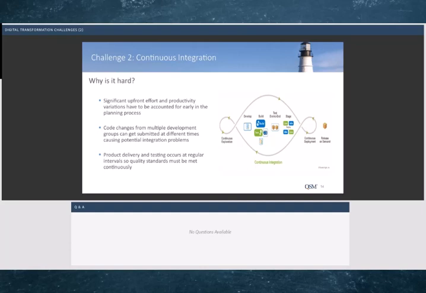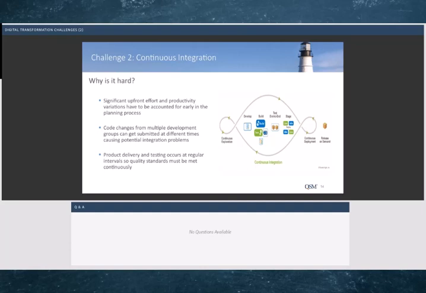Number 2, code changes from multiple groups get submitted at different times. This can be confusing, especially when you might have 100 vendors working on a digital transformation, and internal teams working alongside. When one vendor finishes, it might bump into the next release. It might be a totally different vendor. This causes a lot of complexity, and it's tough to measure. It's tough to predict when things are going to happen and how much it's going to cost.